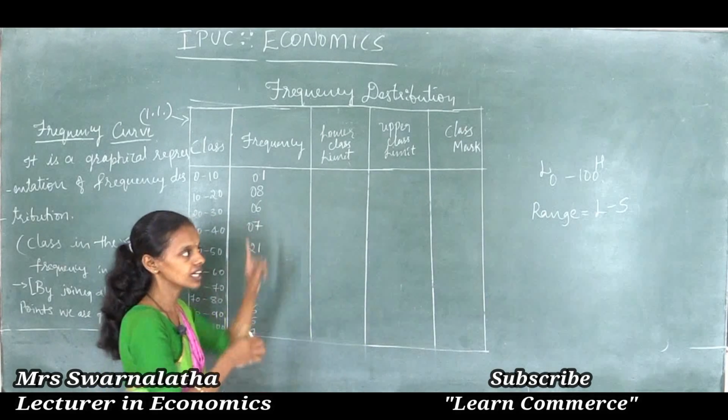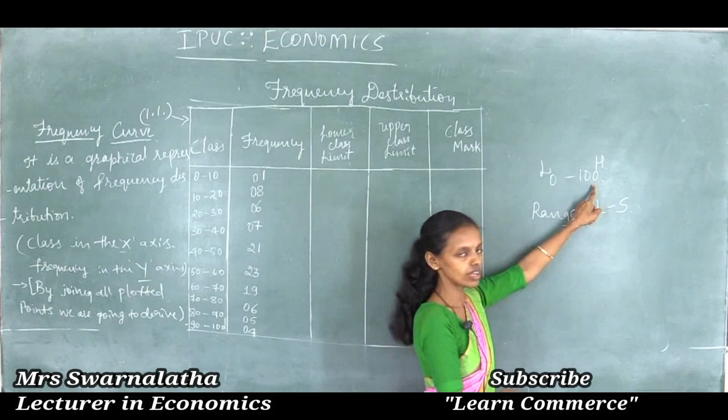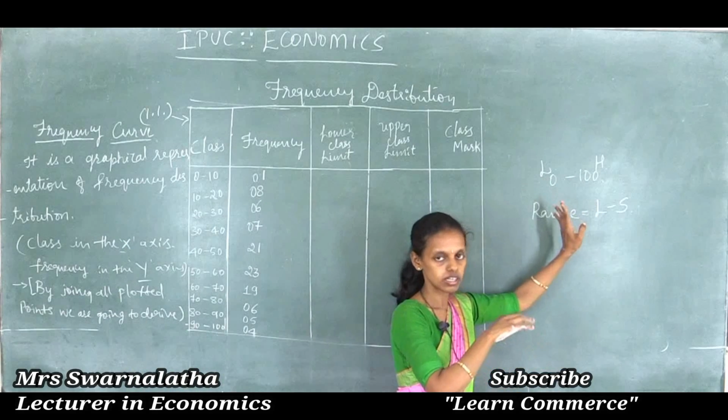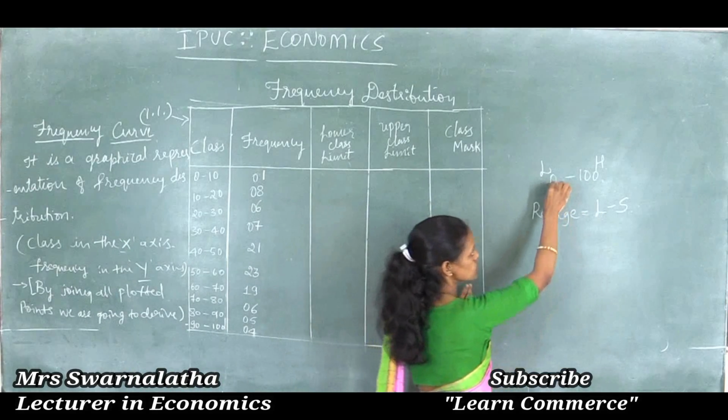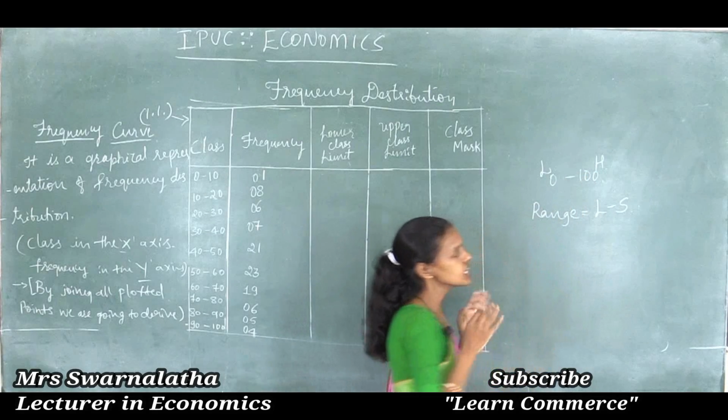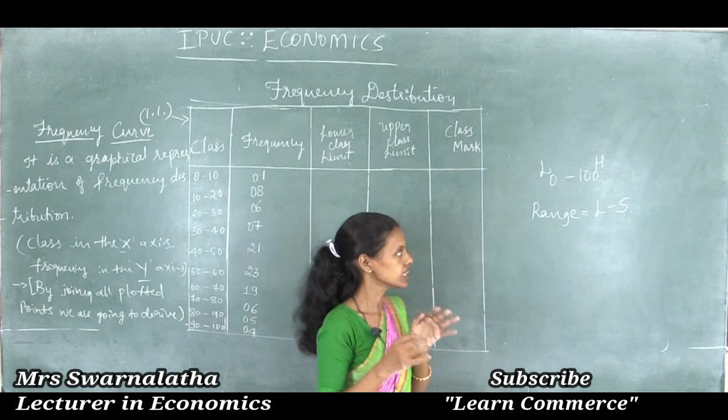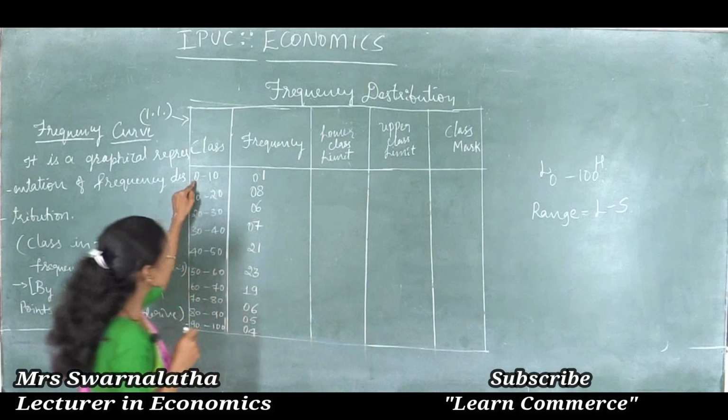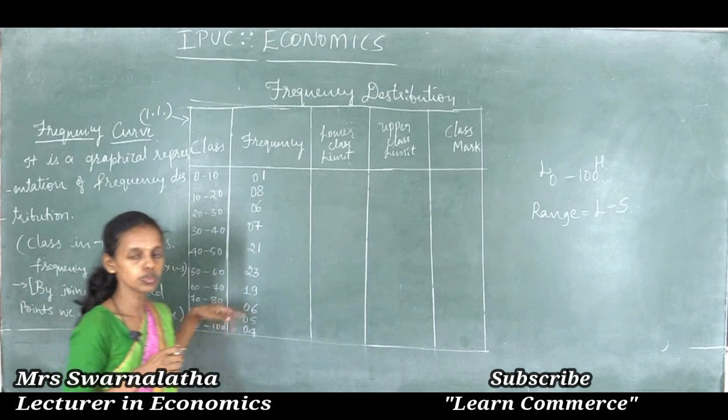So we should see the lowest value and highest value in the raw data. In the raw data, the lowest value is 0 and the highest value is 100, which means 0 to 100. First we are going to take it like that. Thus 0 is there, 100 is there. How to obtain the class?